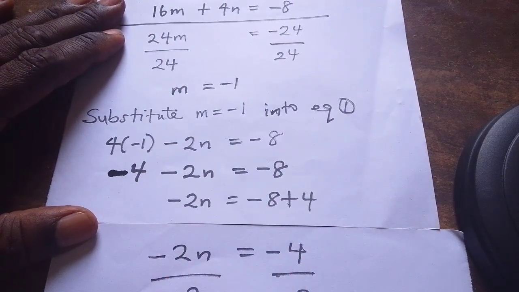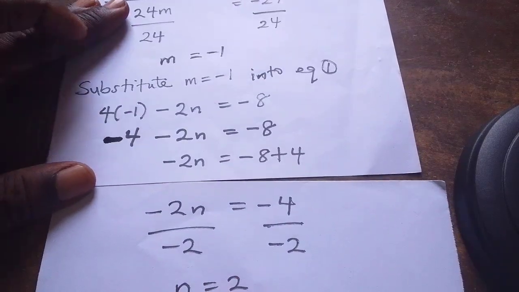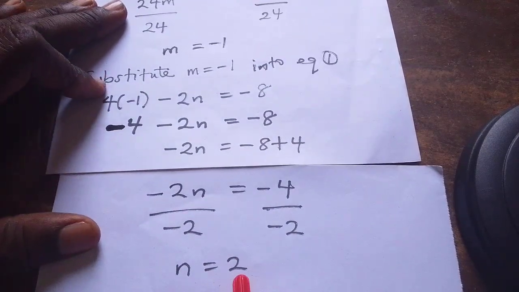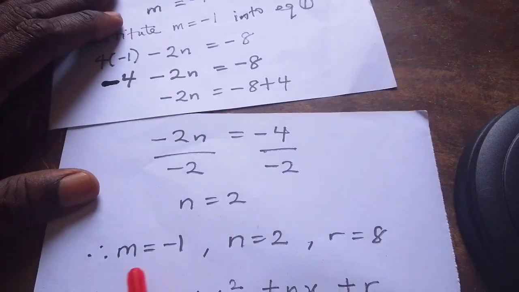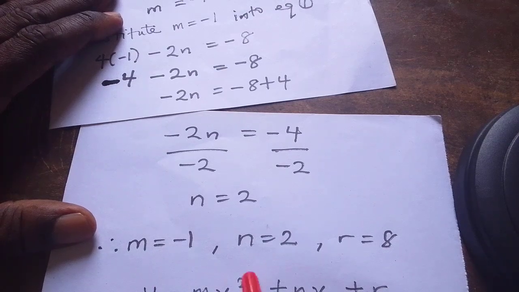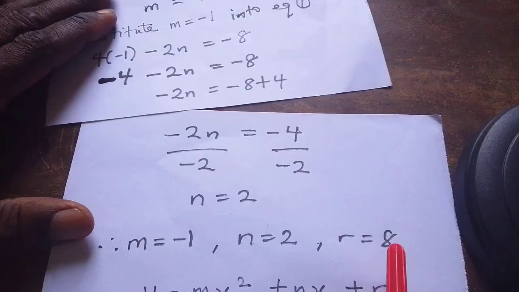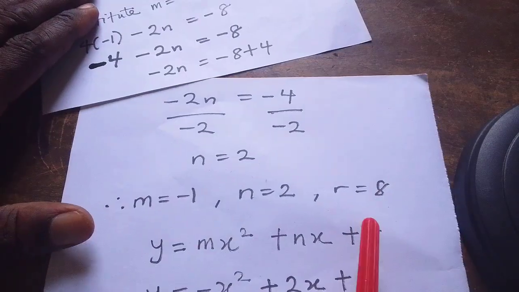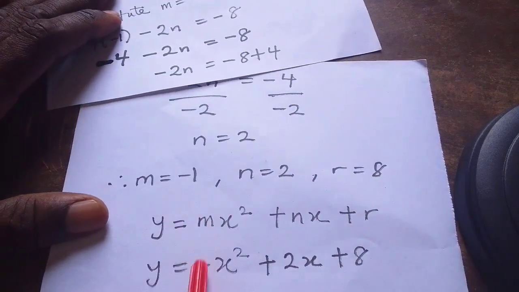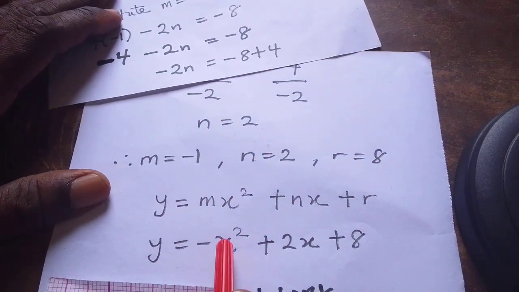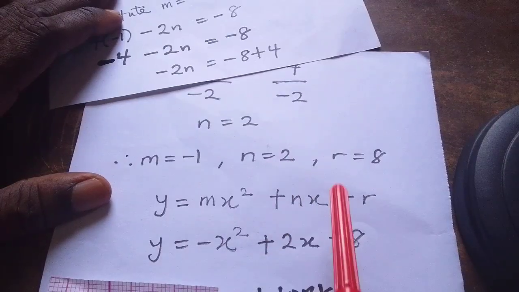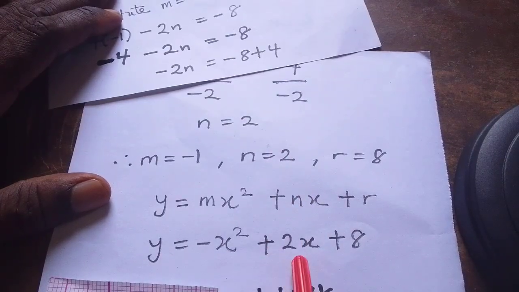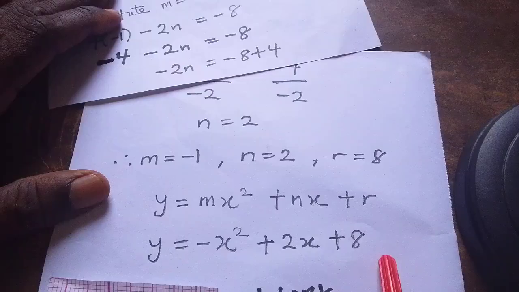So to get n, divide both sides by minus 2. So the value for your n will be what? Plus 2. So your m is minus 1, your n is 2, and your r is equal to 8. So you now substitute into this equation y equals mx squared plus nx plus r. Substitute m for minus 1, and this will give us minus x squared. Then substitute 2 for n, so it becomes plus 2x plus 8.